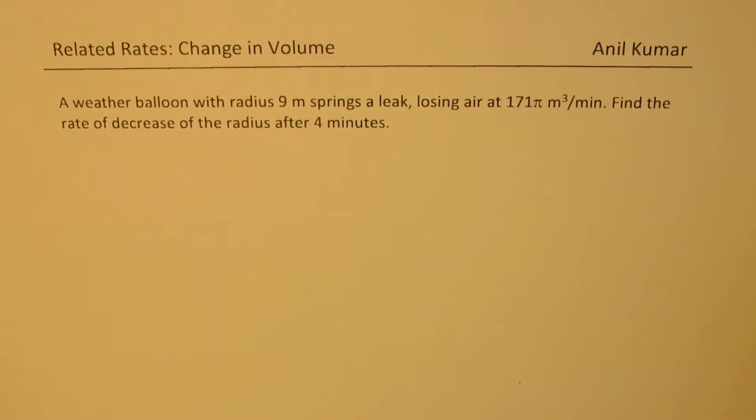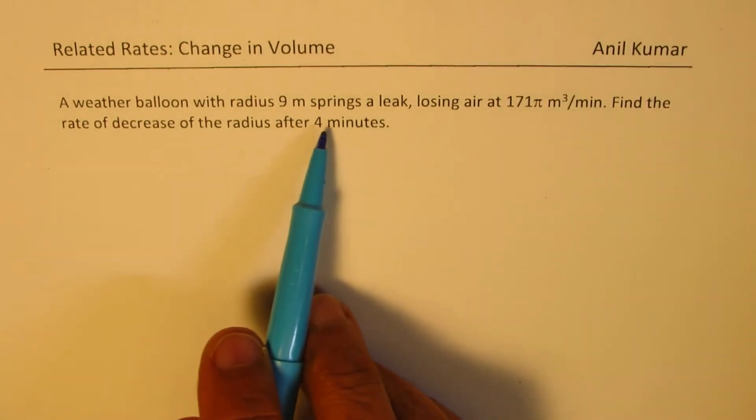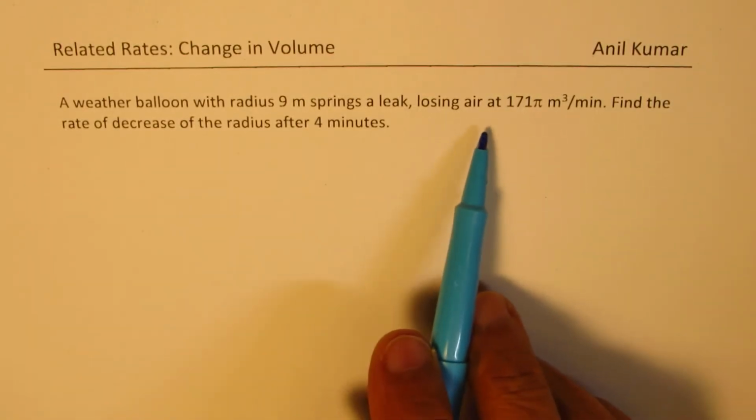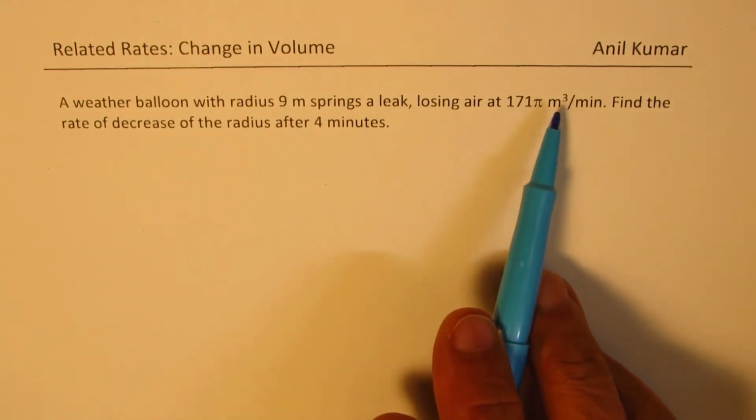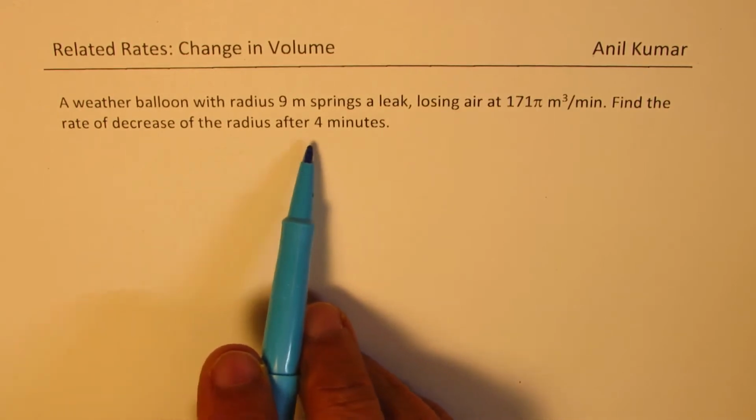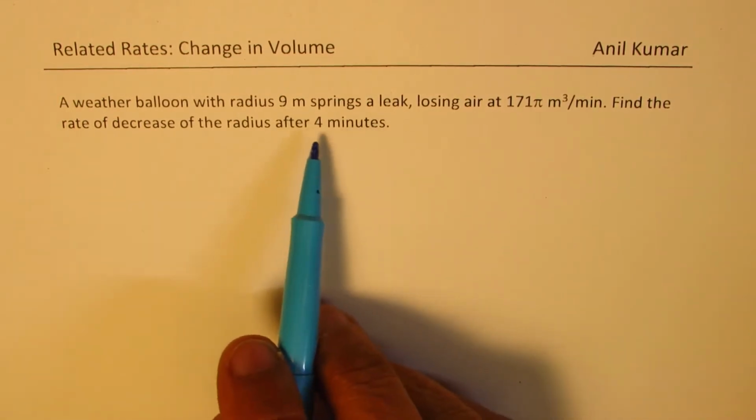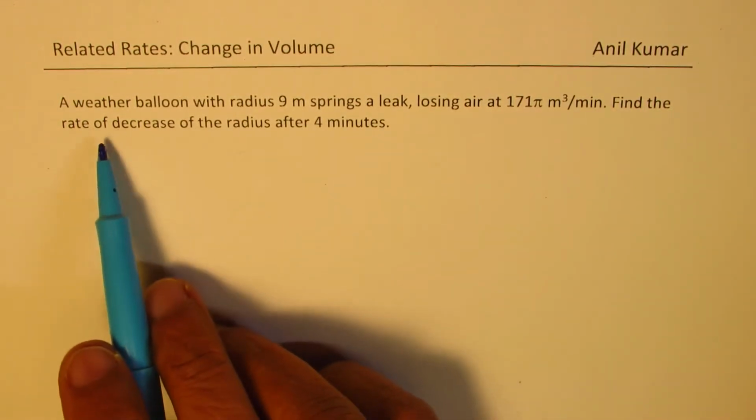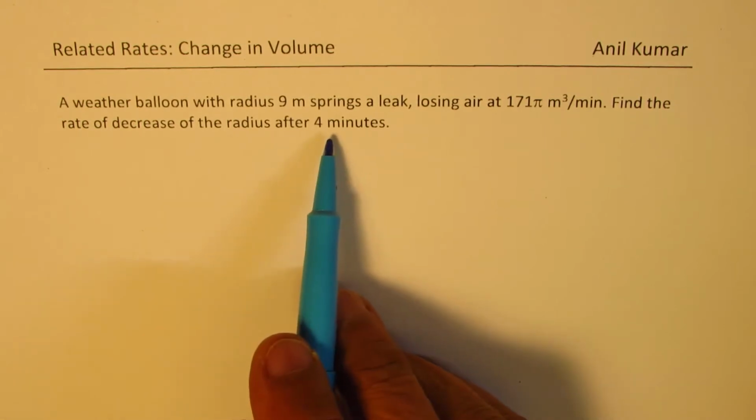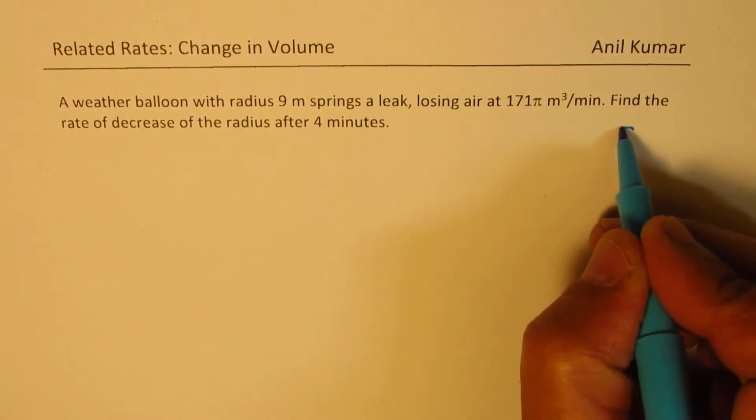We'll discuss an application question based on related rates. A weather balloon with radius 9 meters springs a leak, losing air at 171 pi meter cube per minute. Find the rate of decrease of the radius after 4 minutes. Now, in such questions, we are not directly given what the radius is when we need to find the rate of change of radius. So you need to figure out that radius, and that makes these questions slightly tricky, right? So let's work on this.